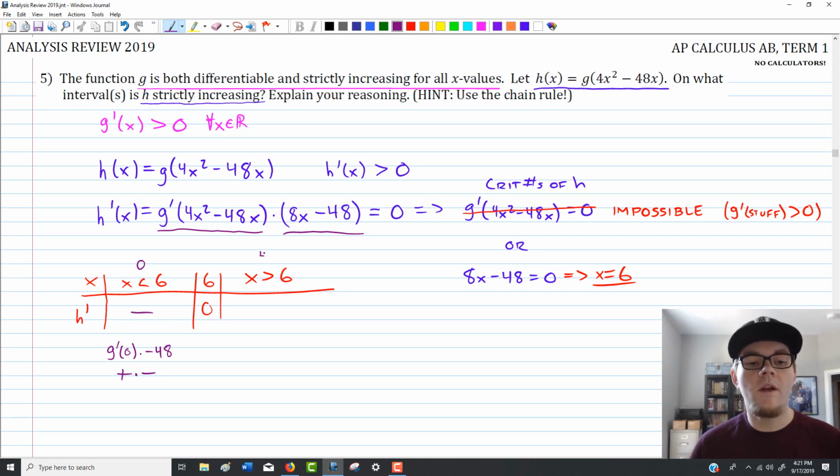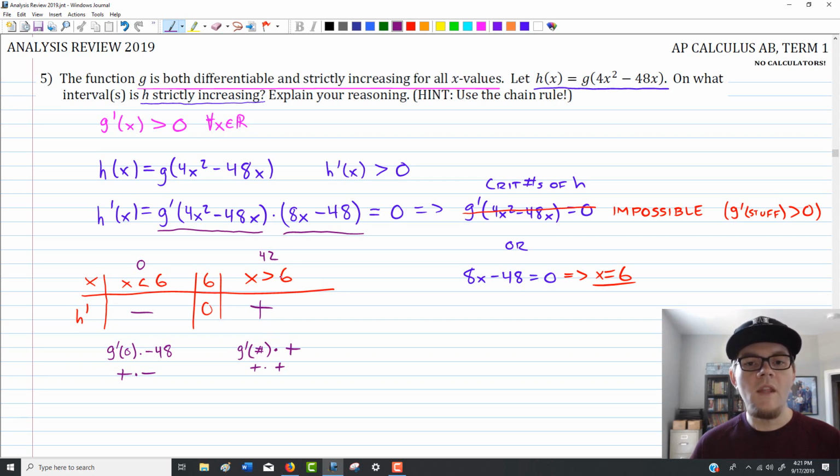Likewise, on the other side, we'll get g prime of something. I'll just put a number in there because it doesn't matter. g prime is going to be positive there. And then finally, if we plug in 42, we're going to have a huge number. I think that's 336 minus 48, whatever it is. It's positive. And we'll have positive times positive, which makes the derivative positive for h, for x values greater than 6.